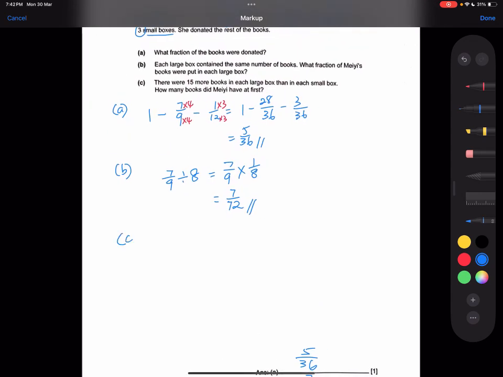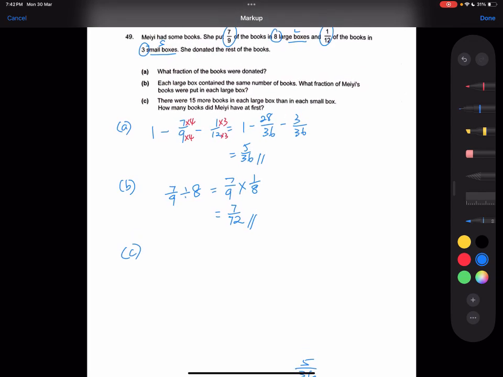Now let's move on to part C. There were 15 more books in each large box than in each small box. How many books did Mei Yi have at first? Okay, now let's do the same for small boxes. 1/12 were divided into 3 boxes. Alright, so divide by 3. It's the same as 1/12 times 1/3. That will give us 1/36.